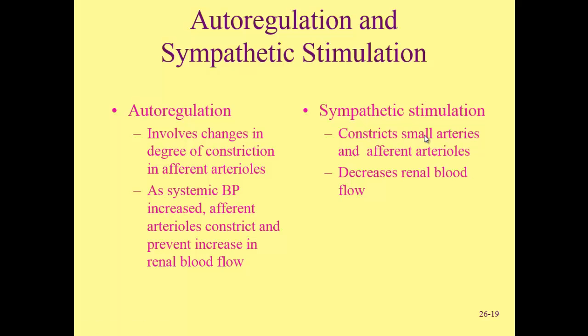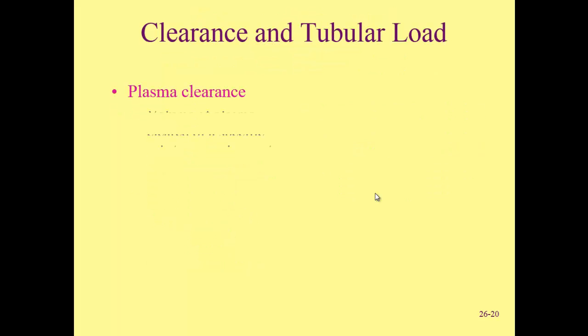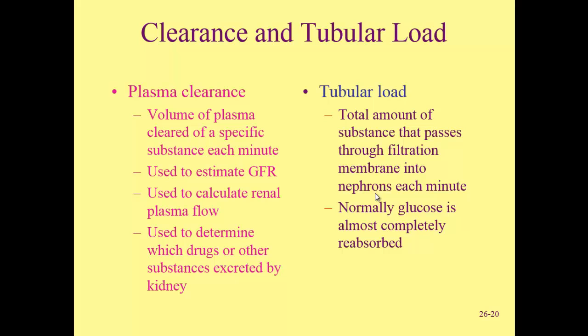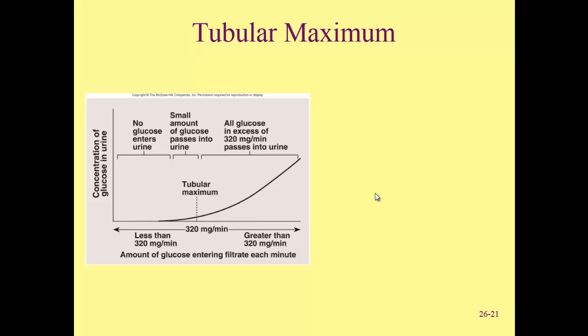Two terms, plasma clearance and tubular load, are measured when we're looking at the kidney to see how well they're functioning. Tubular maximum just means that we're looking at glucose. The kidneys can manage 320 milligrams per minute of glucose entering the nephron, which means they can reabsorb that back at the proximal convoluted tubule. Anything 320 milligrams per minute or less, the kidneys can handle. So if that's coming into the Bowman's capsule and the proximal convoluted tubule, the kidneys can keep up and put it back to the blood by reabsorption.